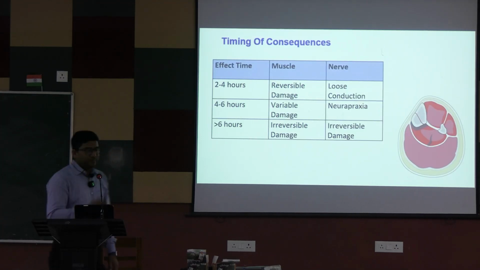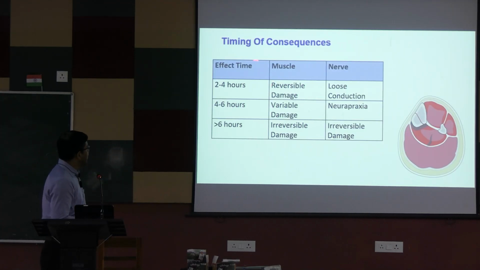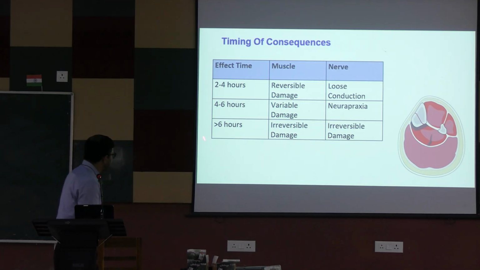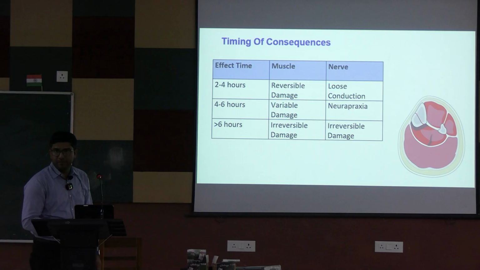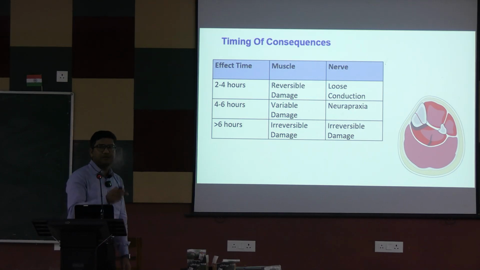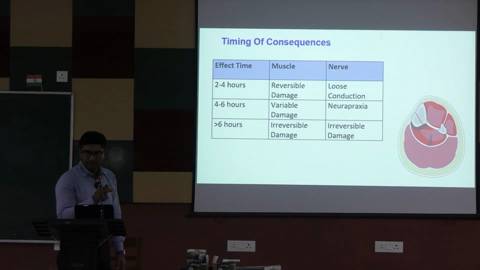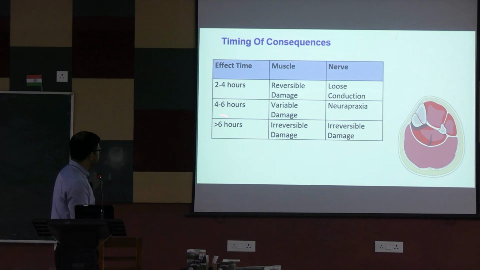Time is very important. Why? These are roughly an estimate. As a general rule, if you see a compartment syndrome and the disruption of the blood supply lasts more than 6 hours, it could damage the muscles and nerves irreversibly. So before that irreversible damage, you have to intervene. So this is roughly 6 hours.